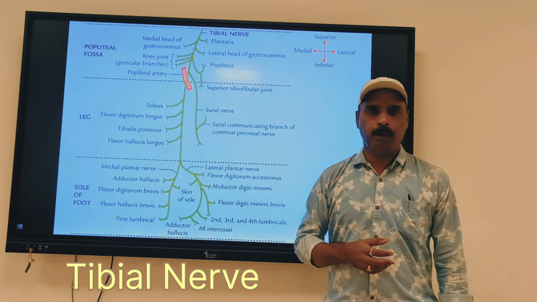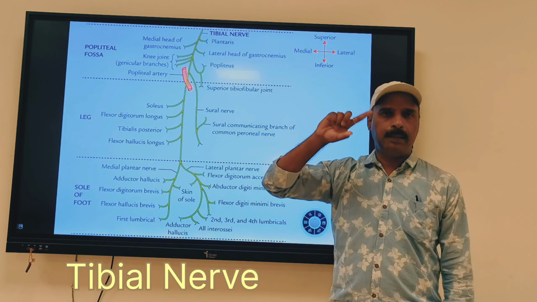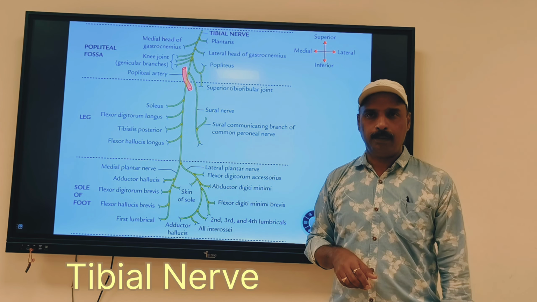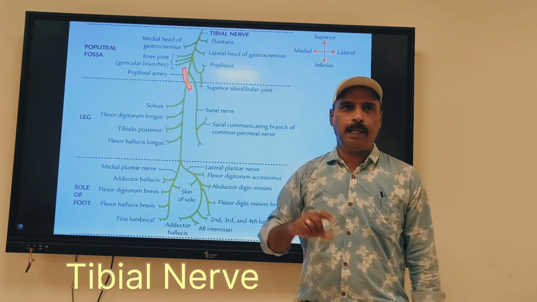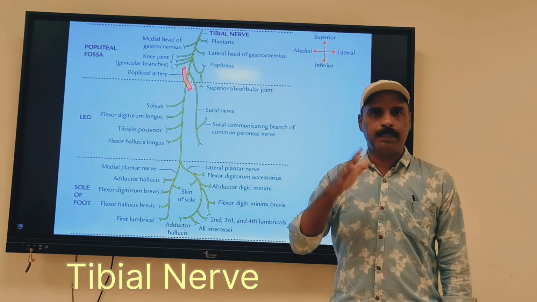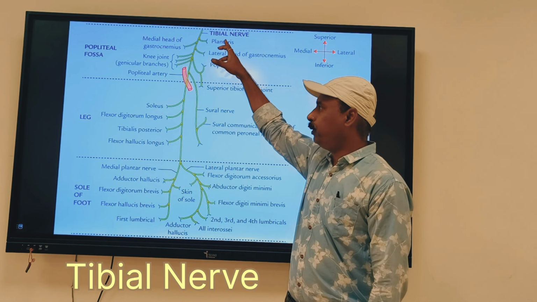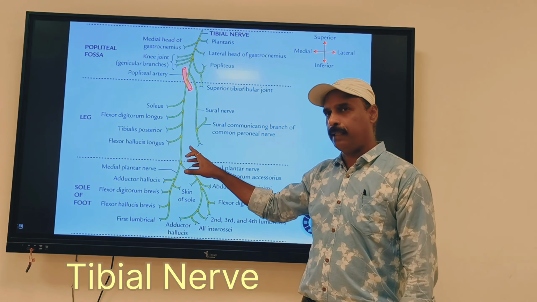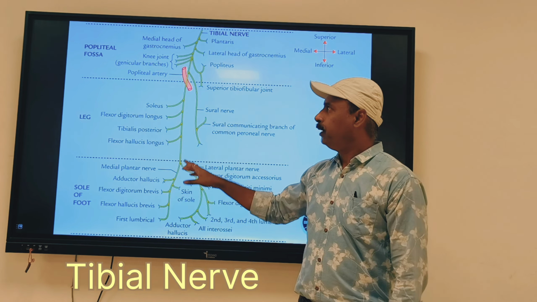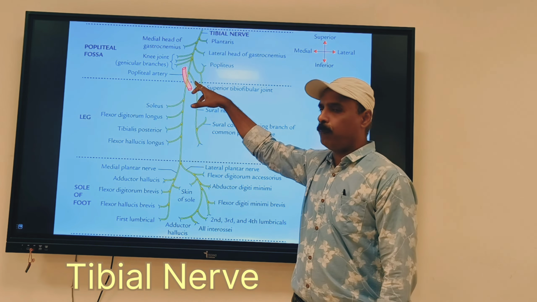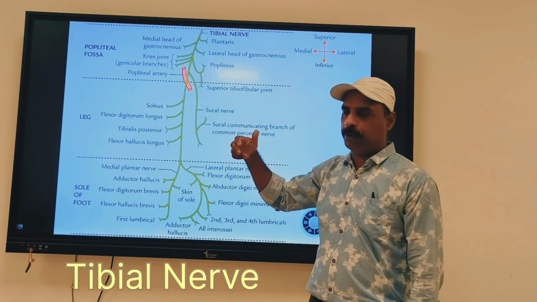So for the tibial nerve, you have to remember the root value. The sciatic nerve arises, and at the superior angle of the popliteal fossa it divides into the tibial and common peroneal nerves. The tibial nerve runs along the back of the leg in the center till the foot region. It runs its course in the popliteal fossa as one of the contents of the popliteal fossa.